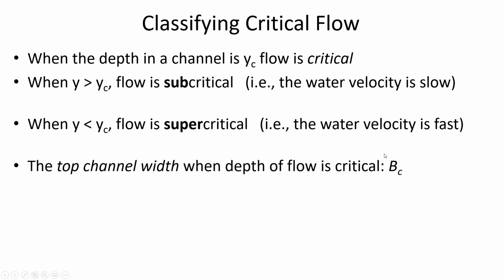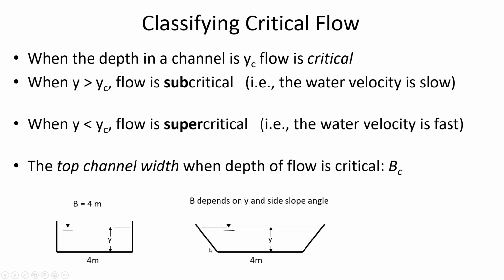There is a parameter, uppercase B, that refers to the top width of a channel. When the channel is flowing at its critical depth, whatever top width you've got, we call that the critical channel width, capital B sub C. If it's a rectangular channel, then capital B and lowercase b are the same, where lowercase b is the bottom channel width. But if it's a trapezoidal channel, then the top width depends on how deep the water is and the side slope.